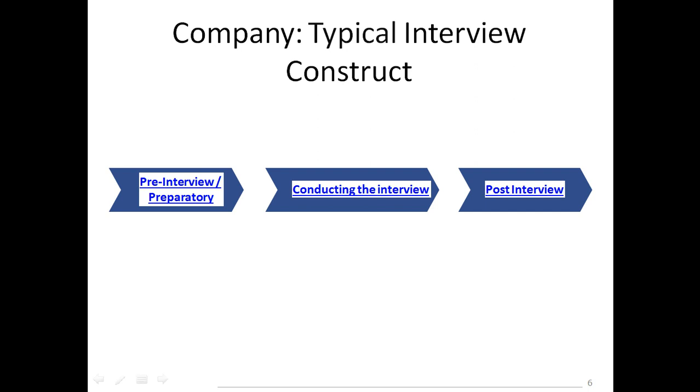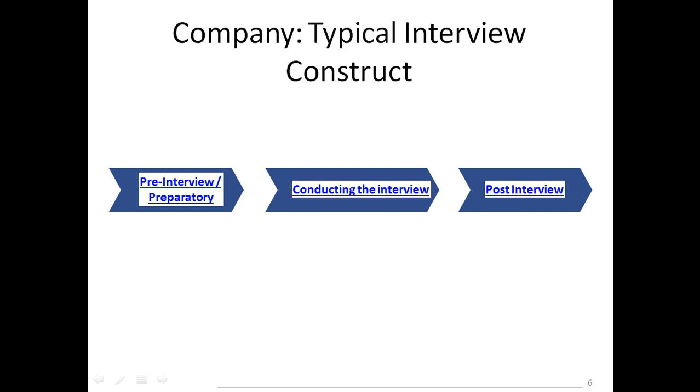Hello friend. In this session we are going to learn about the construct or the structure of a technical interview. This is a very important session because it will take you through three phases: the pre-interview phase, conducting the interview, and the post-interview.